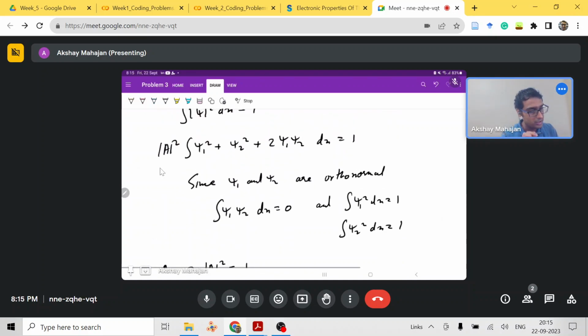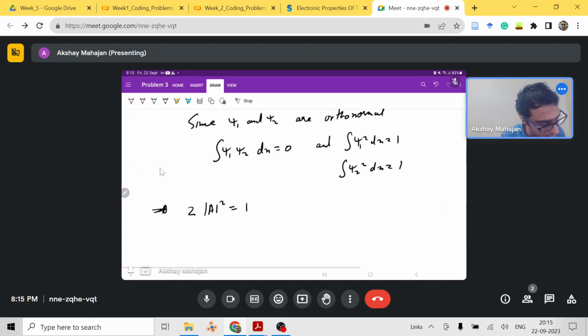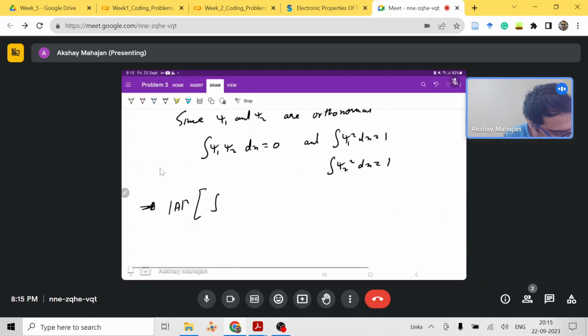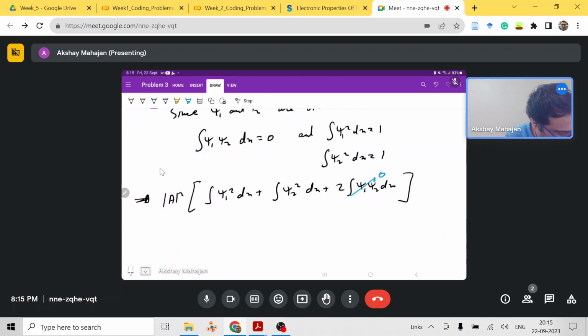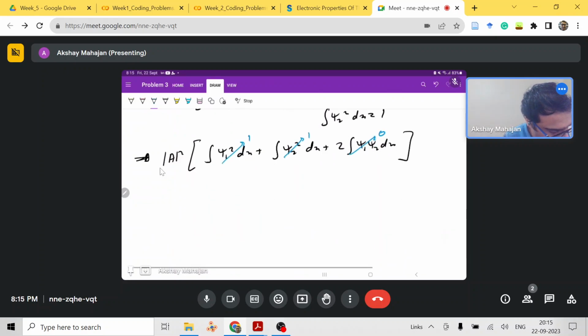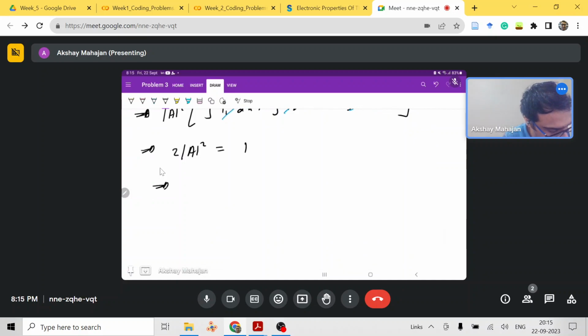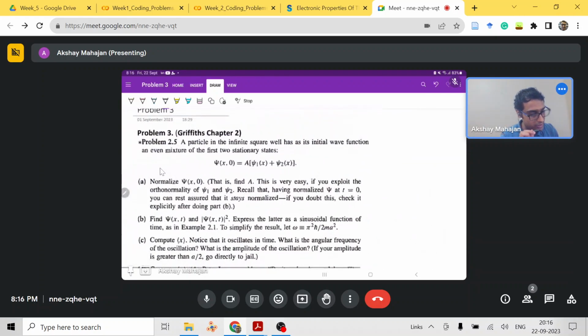Let me just write it: mod of a squared times the integration of psi 1 squared dx plus the integration of psi 2 squared dx plus 2 times the integration of psi 1 psi 2 dx. Here, the psi 1 psi 2 integration will be 0, this will be 1, and this will be 1, and this has to equal 1 for normalization. So 2 times mod of a squared equals 1, which implies our a will be equal to 1 by root 2. So this is our normalization condition, and we have normalized and found the value of a.